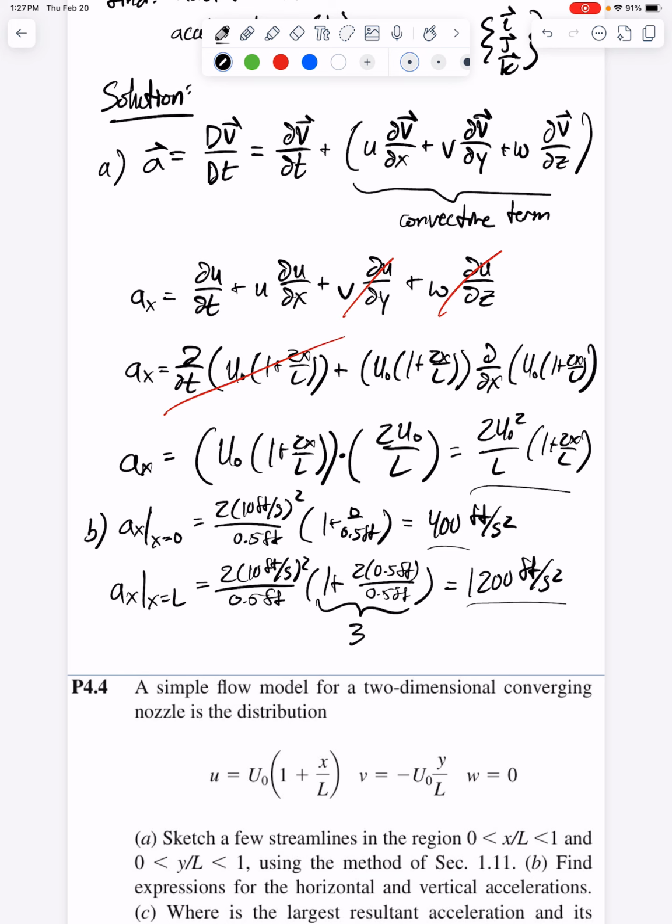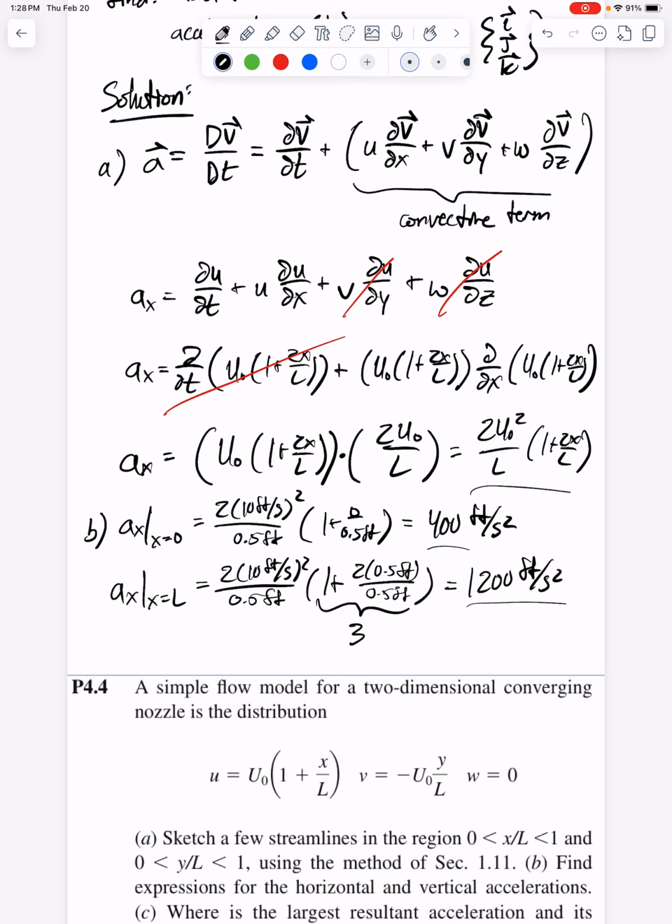And that's how I'm able to derive, starting from the material derivative of the vector field, the velocity field, to get acceleration. Then I get the acceleration formula for the x component. Then I plug in the values at the inlet and outlet to get the corresponding acceleration values at those two locations. That's how I go through this entire problem. Any questions about that? Yes.